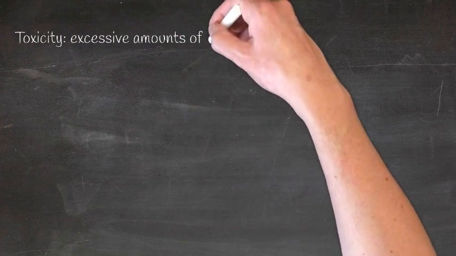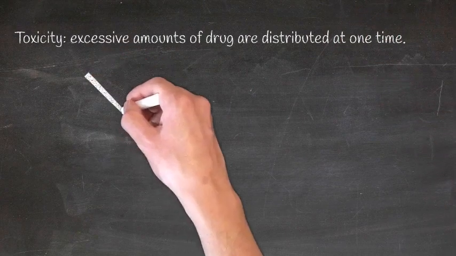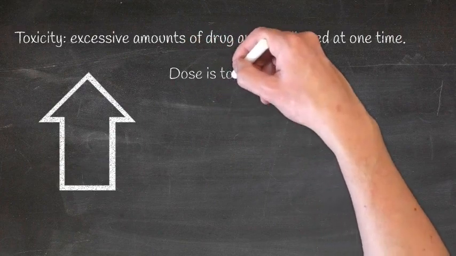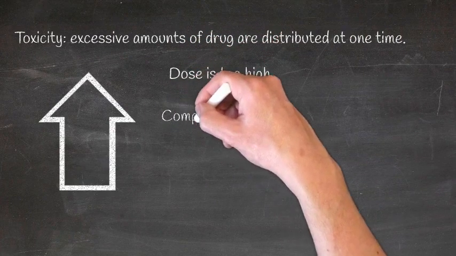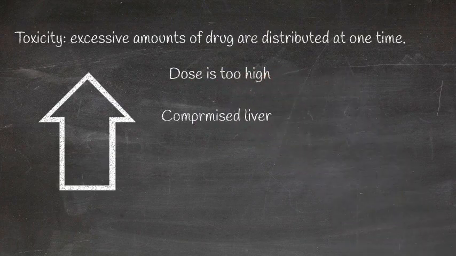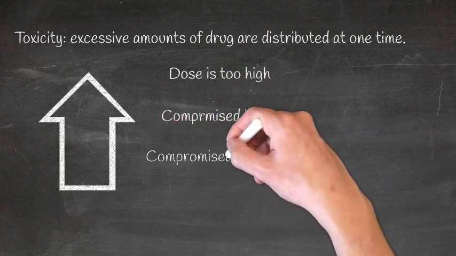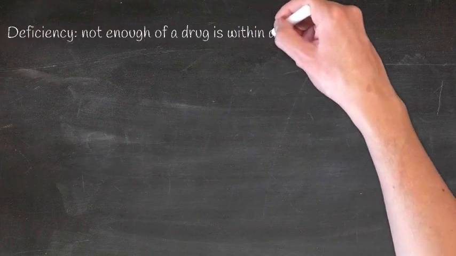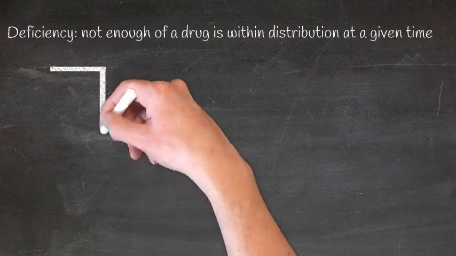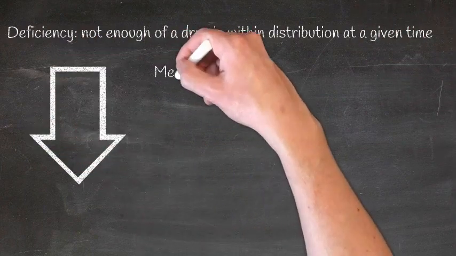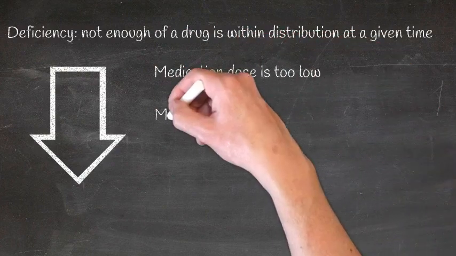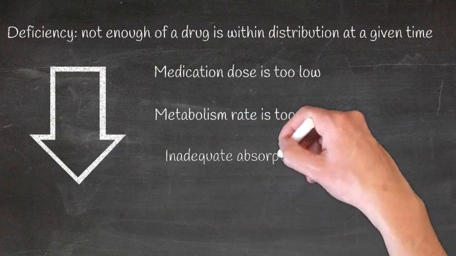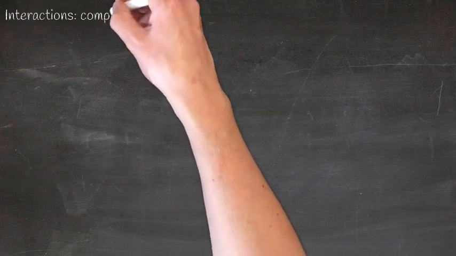Toxicity occurs when too high levels of a drug hit distribution at one time. This can cause significant negative effects for the patient. This happens when a dose is too high, when a patient's liver is compromised and the drug is not metabolized as expected, or the patient's kidneys are compromised and the medication is not excreted as expected. Deficiency occurs when too low levels of a drug are available for distribution, causing a lack of physiological effects. This occurs when the medication dose is too low, or the patient is metabolizing it at a much higher rate than expected. Altered health status can also impact absorption rates, leading to deficiency.